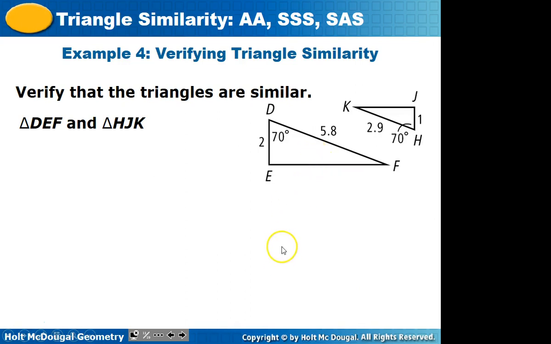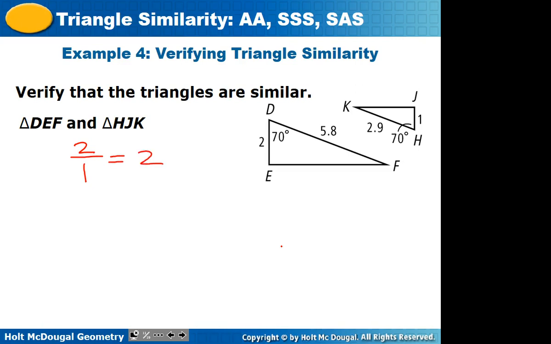So here's our next problem. Example 4 says verify that the triangles are similar. Now when I do a problem like this again, I'm looking at sides. I notice that DE is shorter than DF, and I notice that JH is shorter than KH. So we're going to look at short to short and long to long. Over here we've got DE, which is 2, and the short side of the triangle on the right is 1. That produces a ratio of 2.